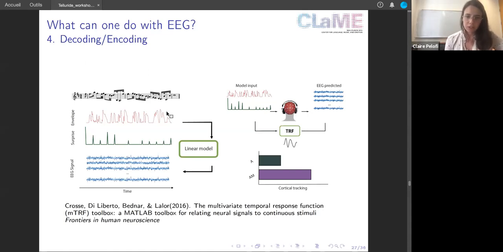What we did in this study is that we contrasted two conditions. One was when we took only the acoustical inputs, so only the envelope. The other was when we took the envelope and the musical surprise, so acoustic plus musical surprise. The hypothesis is that if the surprise is indeed something we can decode from the EEG signal, then we would have an enhanced cortical tracking from this model, because it contains information that is actually imprinted in the EEG signal.